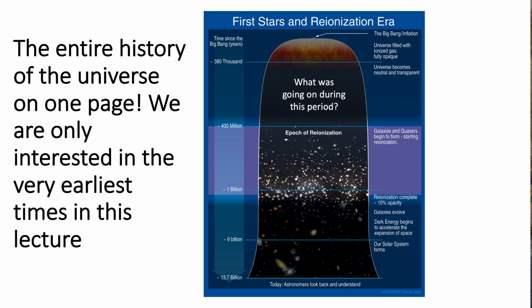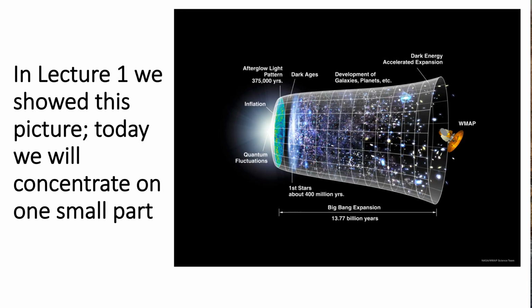And we're going to talk about what was going on in there. Here's the same drawing I showed you last week. It's the same kind of thing, except the dark age is in this little slice. It's just a different view of this. So this is what we'll talk about.